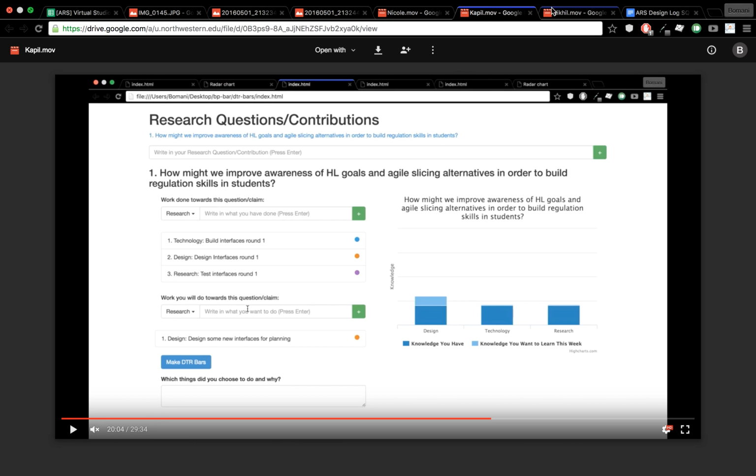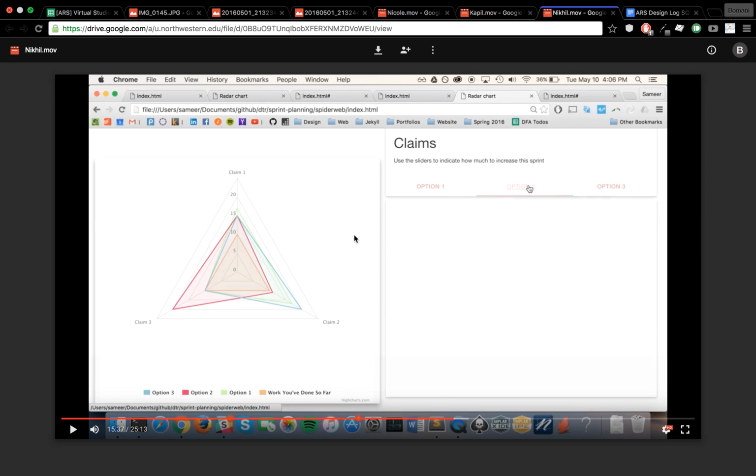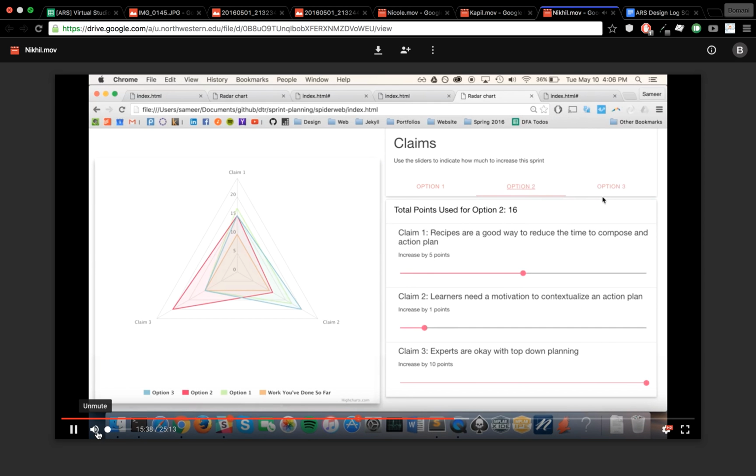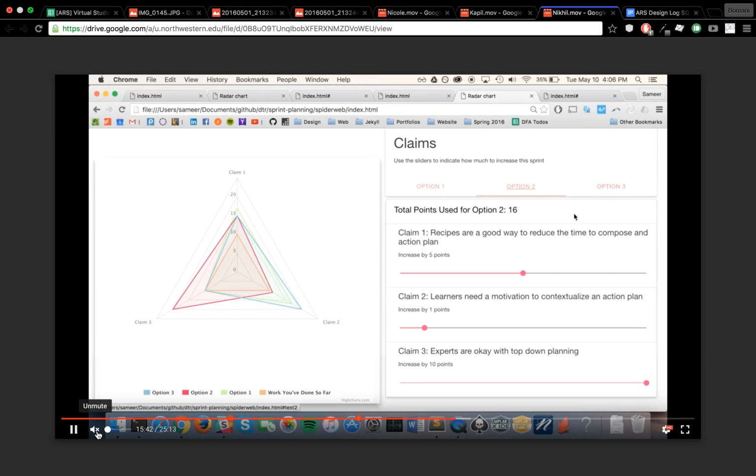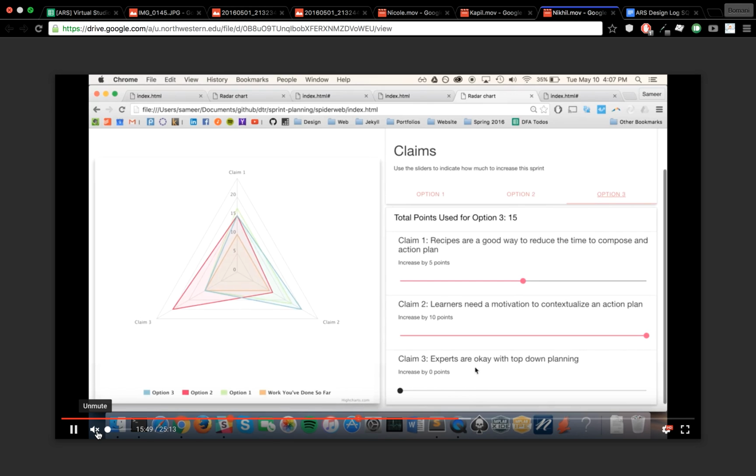And then we also have the radar chart, which allows students to measure different alternatives, map out different alternatives at a really high level, at the claims level, for how they want to divide their work. So just seeing how many points they want to put towards which claims during a given sprint.